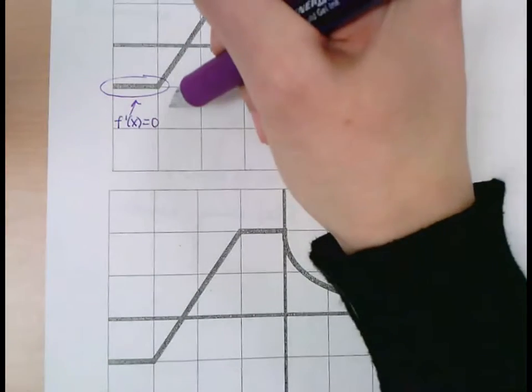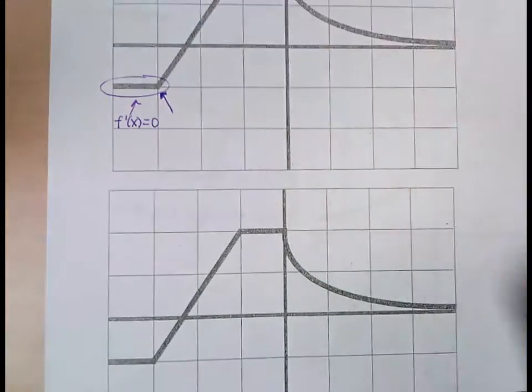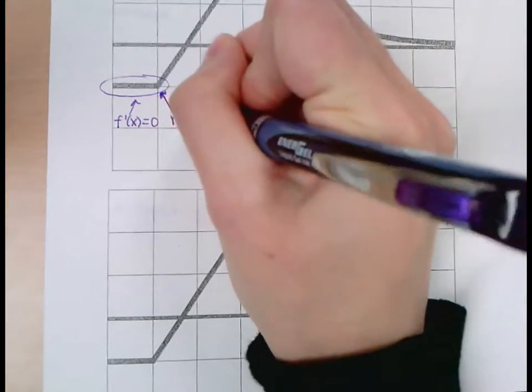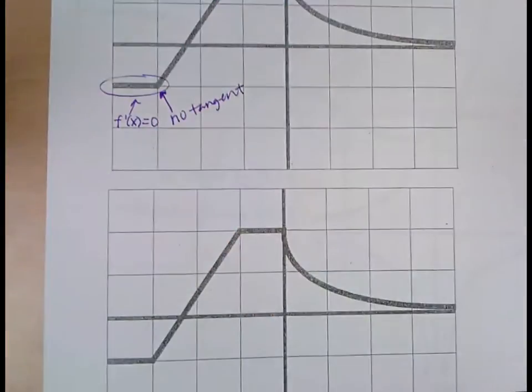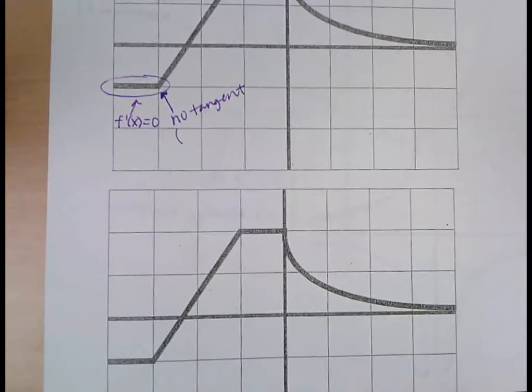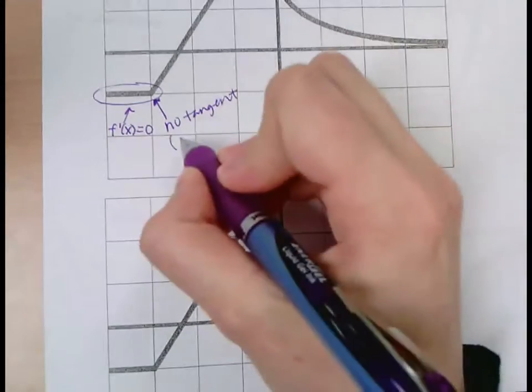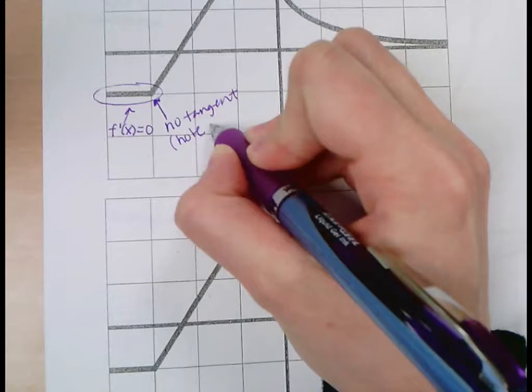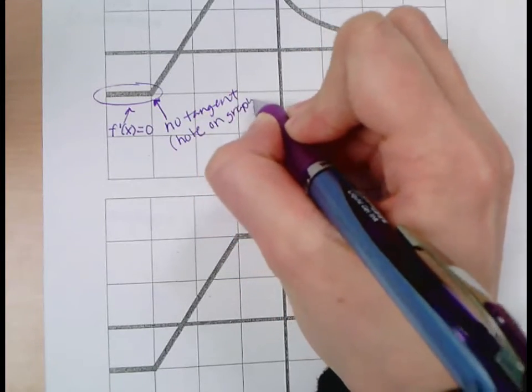Now, at this corner, can you draw a tangent line to a corner? No. Because this is a corner on a graph, there is no tangent line here. You can't draw a tangent line to a corner, meaning f prime of x doesn't exist at the x value, in this case, -3. So this would be represented on the graph of f prime. This would be a hole on the graph of f prime.